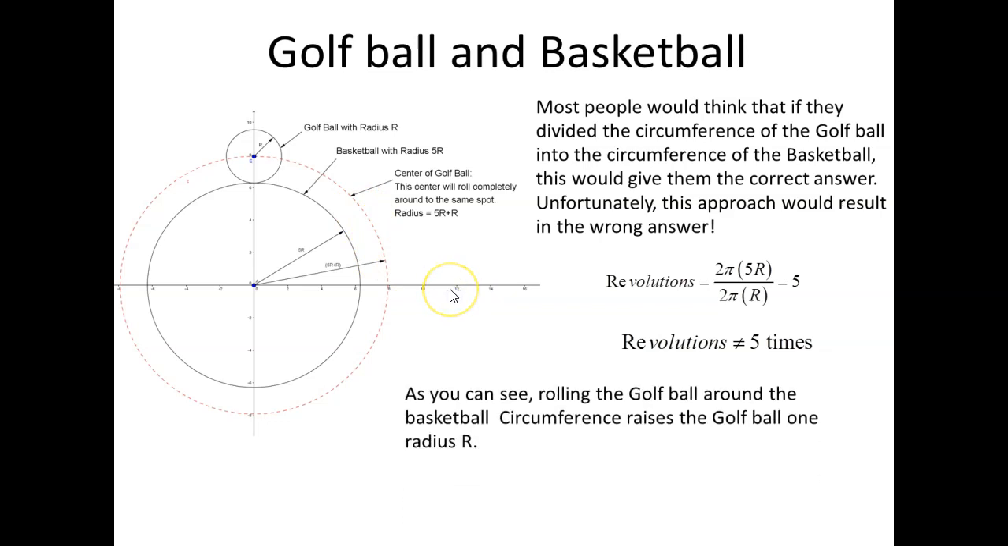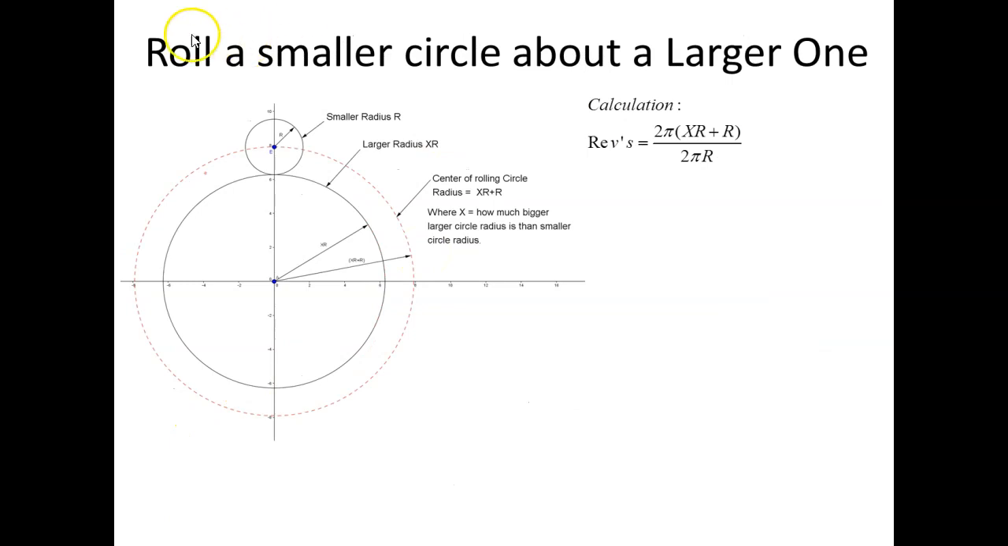As you can see, rolling the golf ball around the basketball circumference raises the golf ball 1 radius, r. So what's the relationship in rolling one circle about a larger one? Let's see. We have our golf ball here, and we have our basketball. As we know, as the golf ball revolves, the center of the golf ball is rolling around the basketball. So let's calculate that. Our revolutions is equal to 2 pi times x times r plus r.